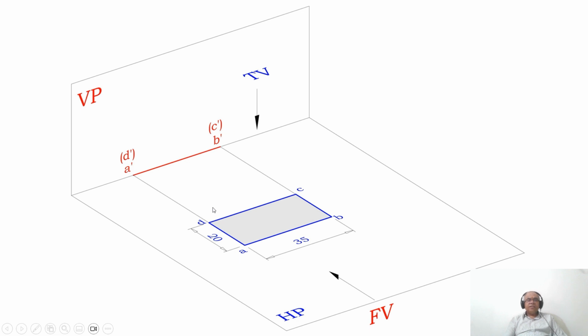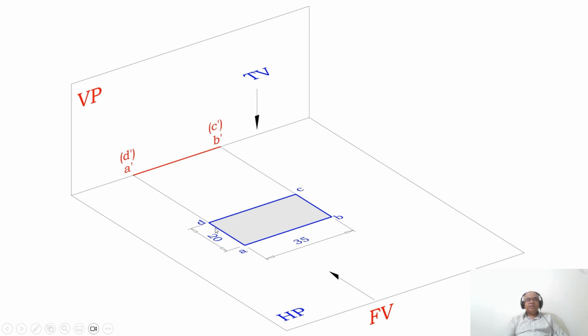Here, ABCD is a rectangular lamina of 35 mm by 20 mm. As we look from the front view, both A and B are near to the observer. So, A dash B dash is visible and C and D are away from the observer. So, C dash D dash is invisible. Here all the sides are resting on HP, therefore you are getting the true shape in HP.